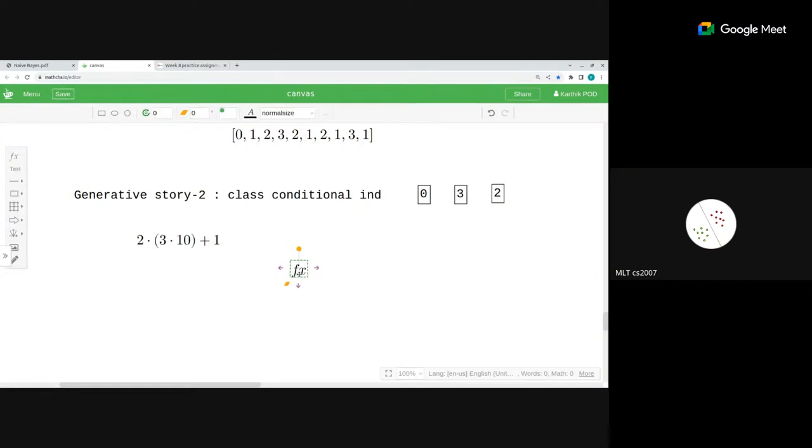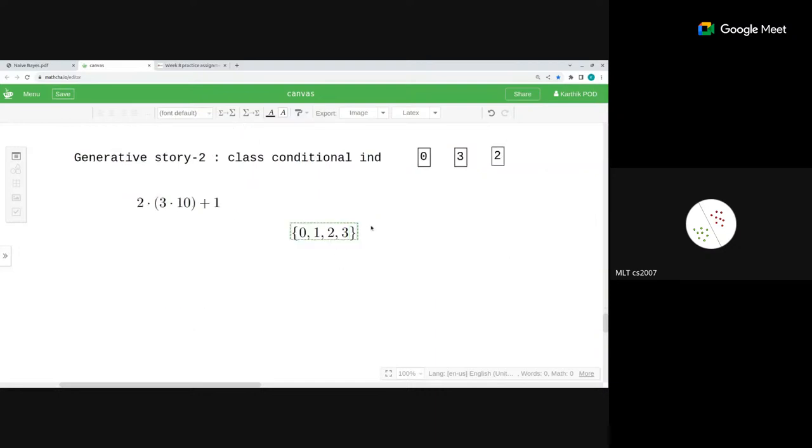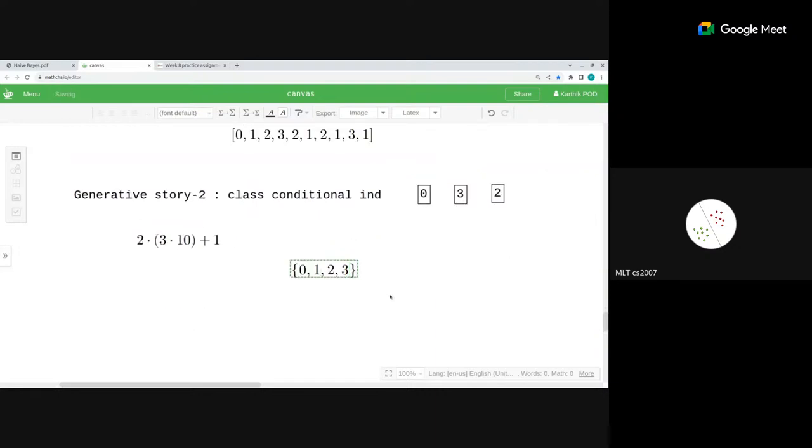It is representing one feature, right? In generative story 1, the dice represented a training example, a complete feature vector. Here it's only going to represent this, right? So this could be a coin if the features are just binary. If it's not, it's itself a dice. Okay, and there are 10 such dice, and then you keep throwing them, and that is the story there.